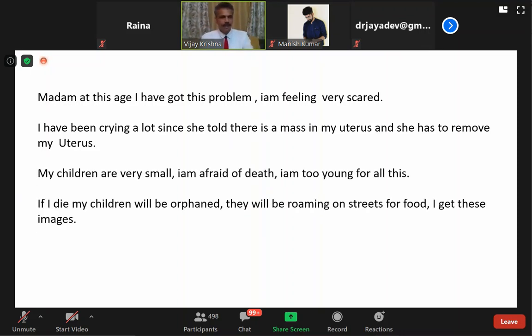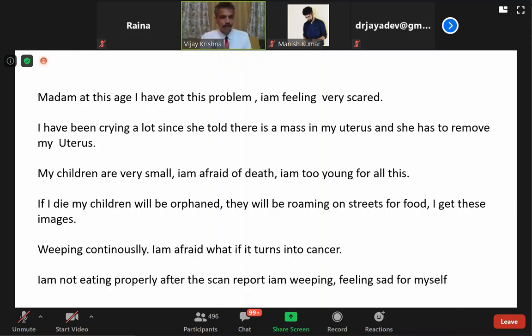And what if I die? What if it turns out to be cancerous? That's what the gynecologist has told. It will turn into a cancer. Then if I die, my children will be orphaned. And what can all happen? And continuously weeping. And from the time I got to know that I have this, I'm not eating, I'm feeling very sad for myself. I'm only 30 and why should I get all these problems at 30, etc., etc.